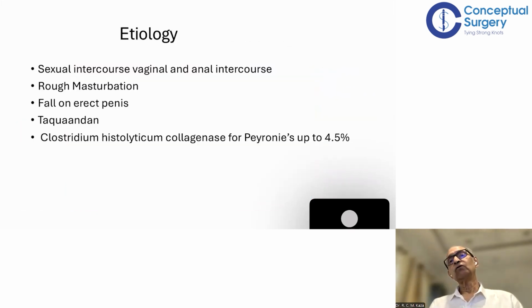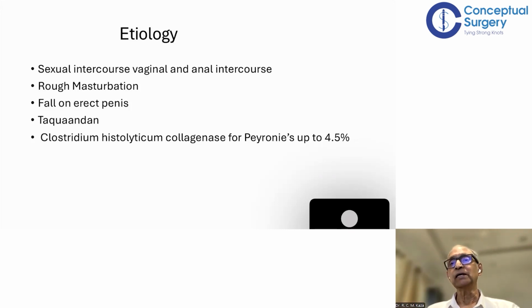What is the etiology? I've already mentioned it. Sexual intercourse, both vaginal and anal intercourse, can result in this. And the reason is, as I told you, if for any reason the penis comes out and then hits against either the perineum or the symphysis pubis, then because the pressure within the albuginea is already very high, this pressure is further increased, and that results in the fracture of the penis. And that happens because the Tunica Albuginea tears. I'll show you pictures of that tear later on.